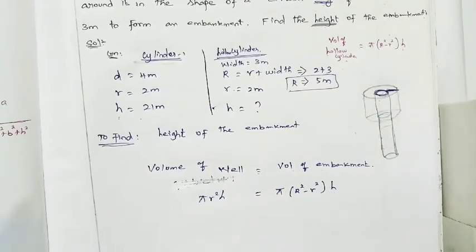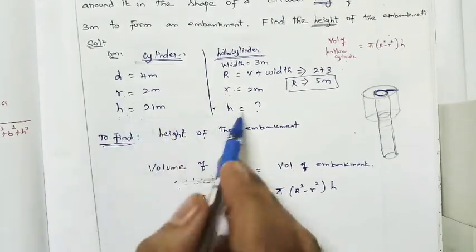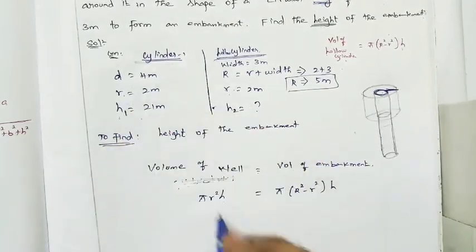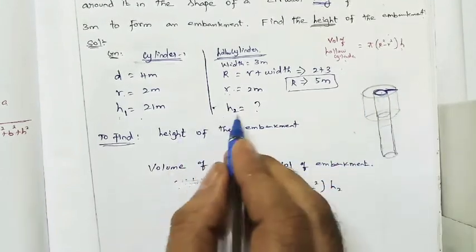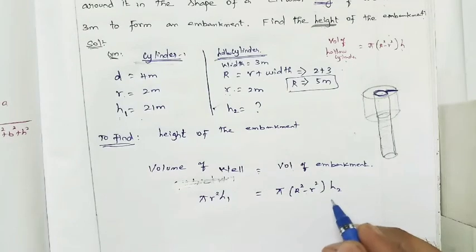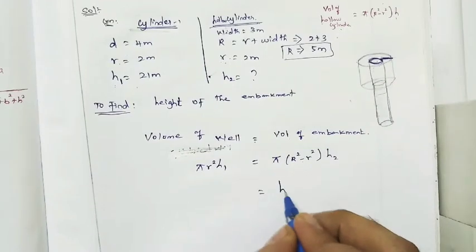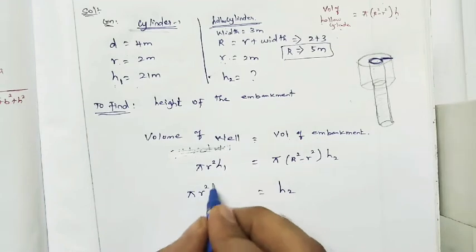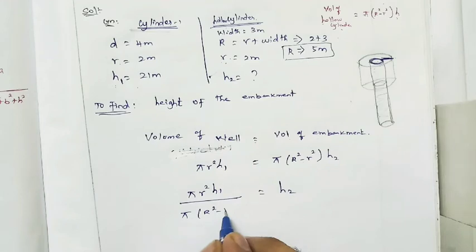We have to differentiate. Small r is the same in both, so I keep it as it is. But the heights won't be the same, so we differentiate: here h1 and this is h2. h1 is the height of the well, and h2 is the height of the embankment. Keep h2 alone on the RHS, bring the remaining all to the LHS and simplify. So h2 is equal to pi r square h1 divided by pi into capital R square minus small r square.